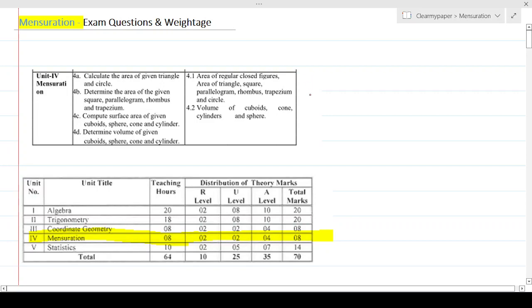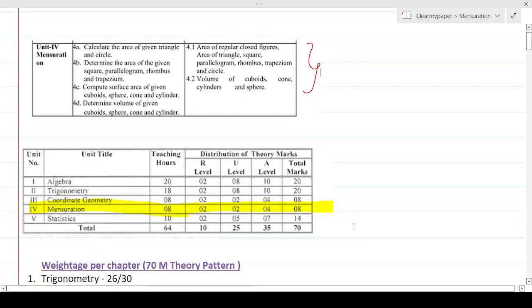This is the syllabus on mensuration from the textbooks. Let me change the color of that. Okay, and this is the weightage. If you see here, the weightage for overall mensuration is 8 marks. That's what they are giving 8 hours to cover this topic. I don't know how they're going to cover it in 8 hours, but it's okay.